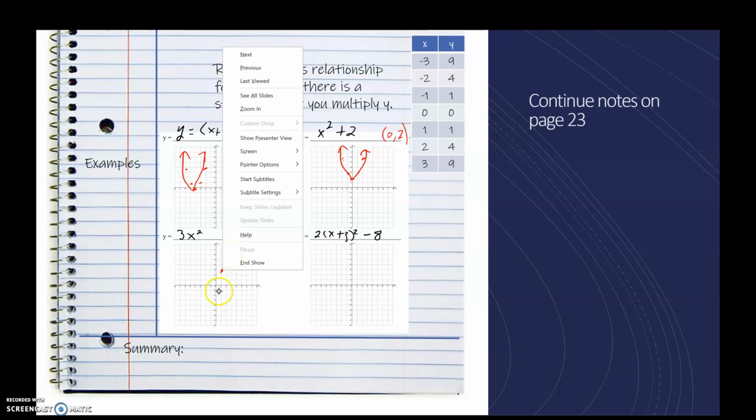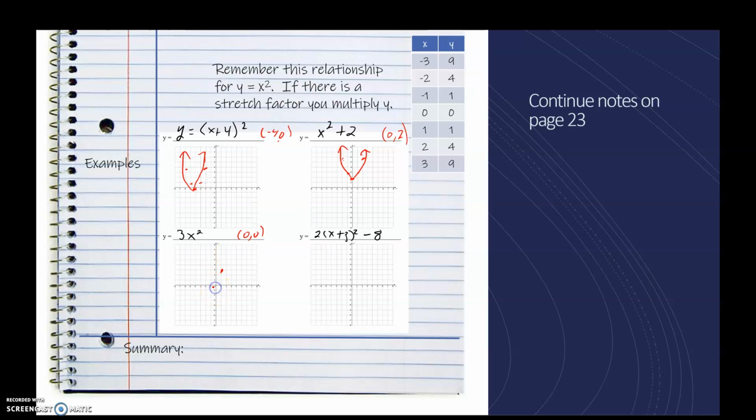And the same on the left side. And you can see how skinny it is.